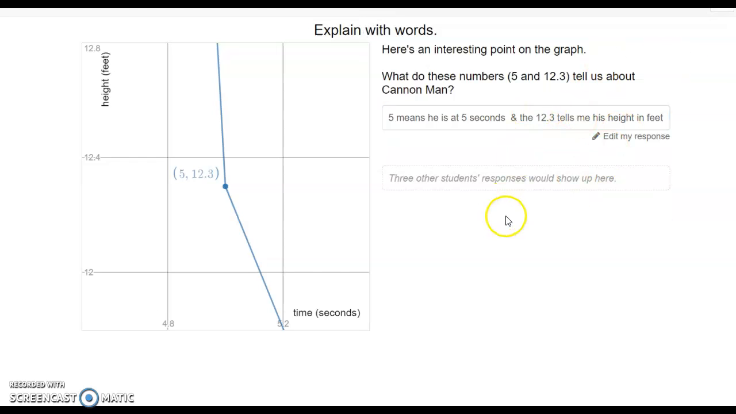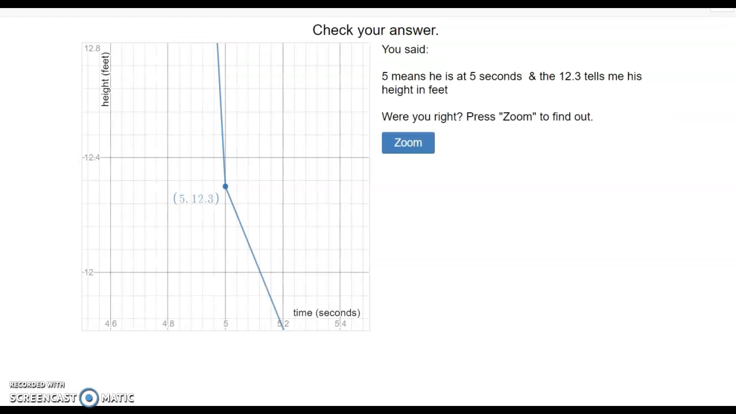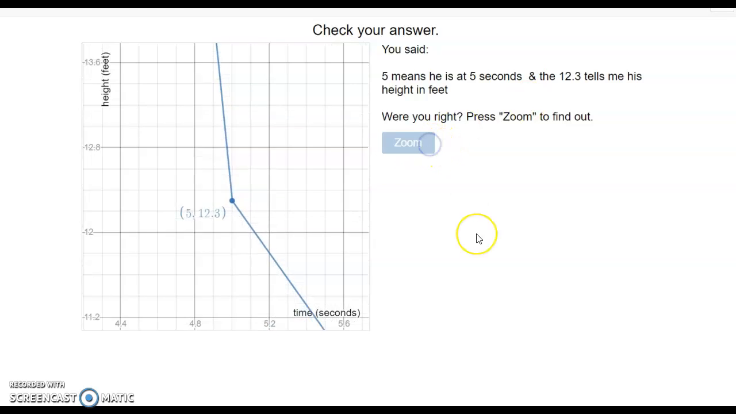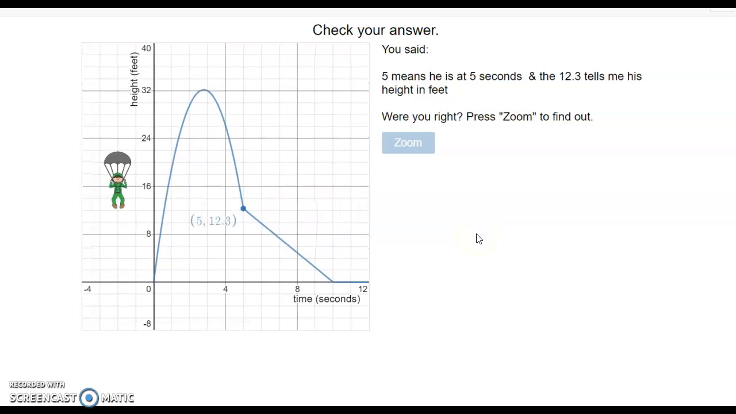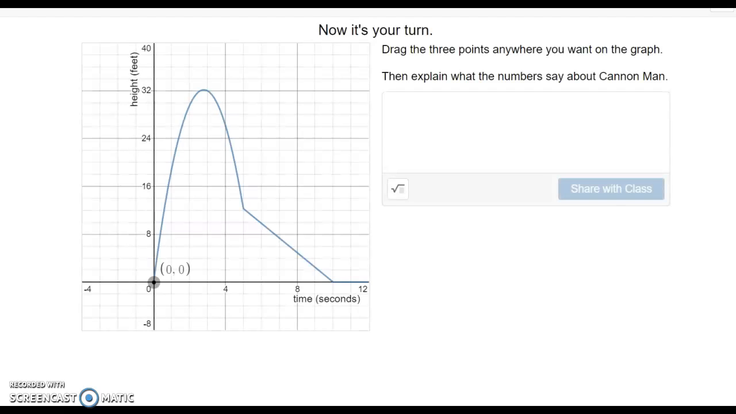Once you do, there will be other responses as you go through this. Moving to the next slide. So we're on slide 4 of 14. We said that 5 is 5 seconds and 12.3 tells me his height. So now we're actually going to zoom out and find out. Wow, interesting. We were right. So remember, the x-axis is time in seconds and the y-axis is height in feet, how high he is, probably from the ground. Most likely, because he's a parachuter.